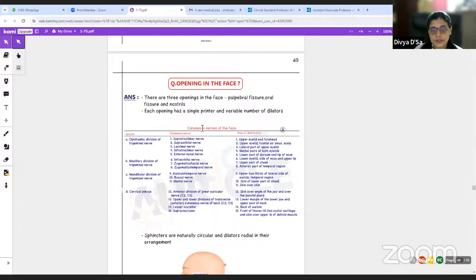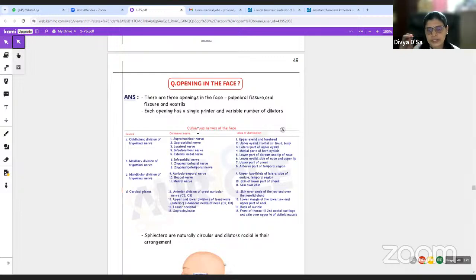So, cutaneous nerves of the face. When we see them, they are mainly from the branches of the trigeminal. The trigeminal nerve gives three divisions: the ophthalmic, maxillary, and mandibular. So the cutaneous nerves come from there. From the ophthalmic division, we have five nerves: supratrochlear, supraorbital, lacrimal, infratrochlear, and external nasal.